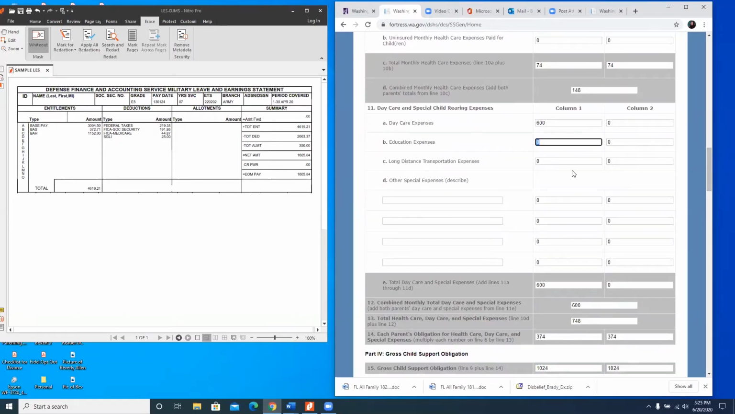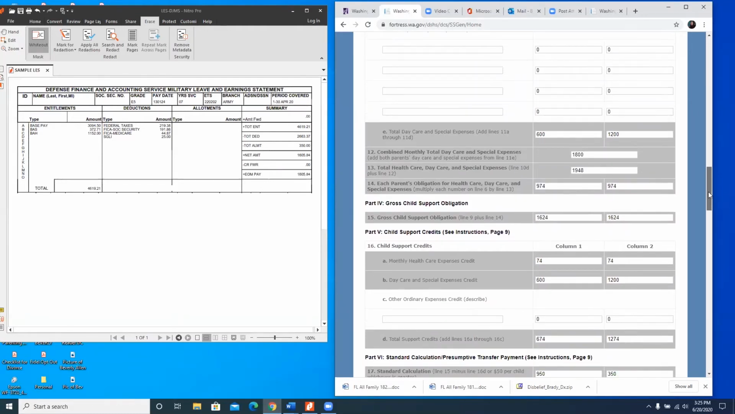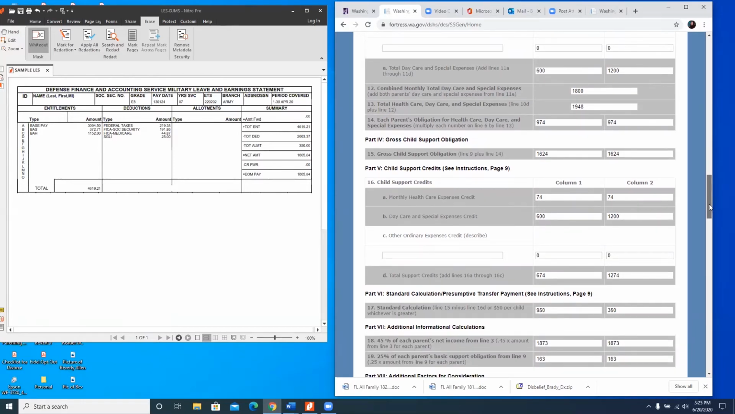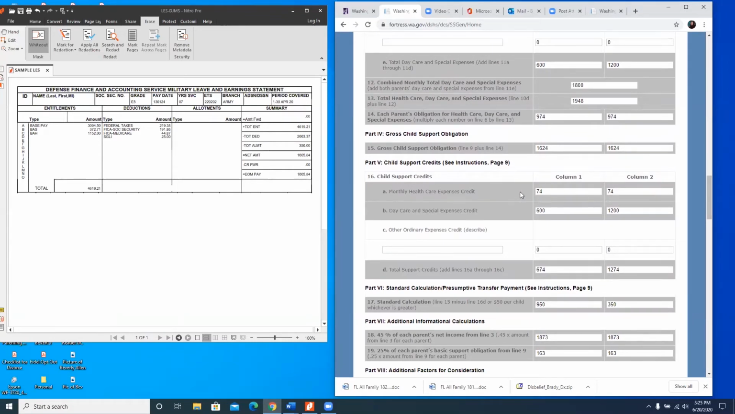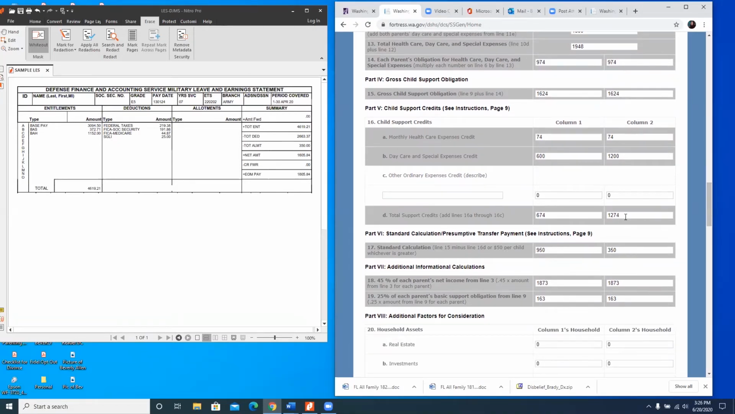And then let's say that there is a special school program that's $1,200 a month that Jane covers. All right, so you'll notice that there are combined daycare and special expenses for the child. This does affect the amount of support and credits that each parent is entitled to, as you can see in section 16. So in this case, Jane would be getting a credit of $1,274. Joe would be getting a credit of $674.